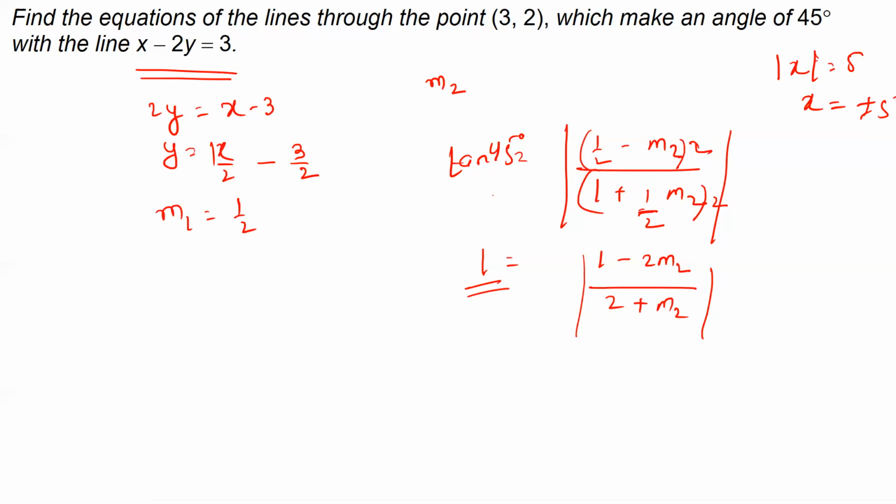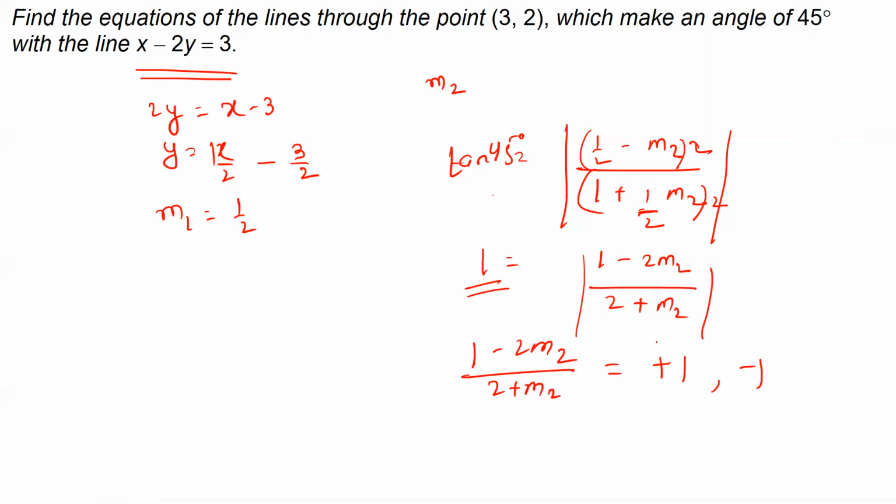This is a rule of thumb that you can either mug up, or if you want to understand, I've told you why we are having plus and minus both, because plus 5 and minus 5 will both give you the output equal to 5. So this is the trick how we can get rid of this modulus. So (1 minus 2m2) divided by (2 plus m2) is either plus 1 or equal to minus 1.